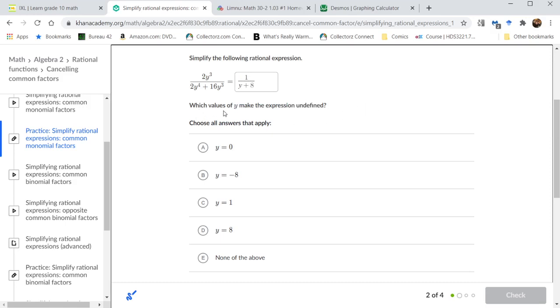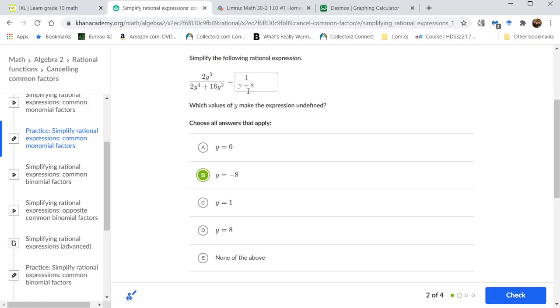And now we need to find which values of y make the expression undefined. So where are we dividing by 0? Y equals negative 8 is the obvious one. We also have a discontinuity at y equals 0. Just because it's allowed in this final version doesn't mean it's allowed. It was not allowed in our original. We have to retain that removable discontinuity.